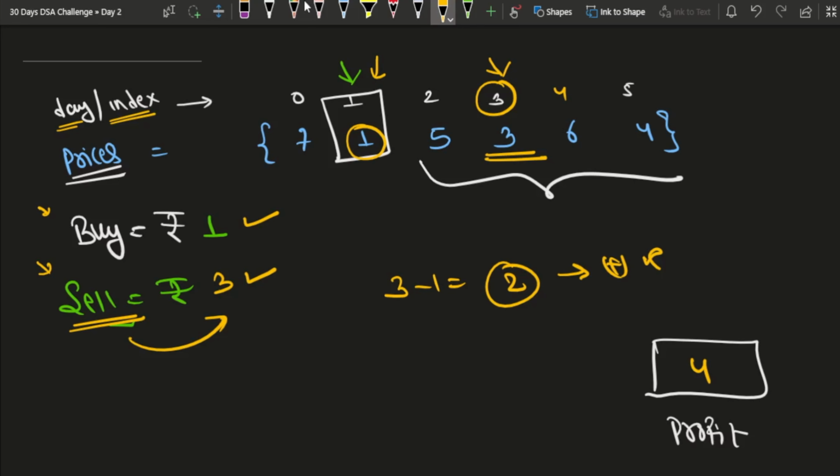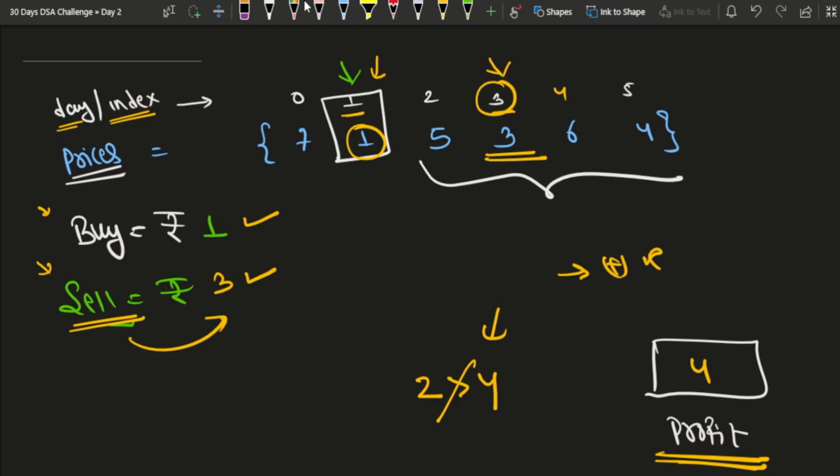It signifies that if I buy stock on day number 1 and sell stock on day number 3, I will make an overall profit of 2 rupees. Correct? We will again compare this 2 with our profit variable. So we will check, is this 2 greater than 4? You will say no, then we will not update our profit variable.